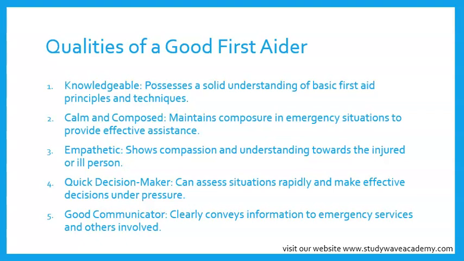Another quality of a good first aider: empathetic. Shows compassion and understanding towards the injured or ill person. A good first aider should be empathetic. Quick decision maker. Can assess situations rapidly and make effective decisions under pressure. So a good first aider should be a quick decision maker, can make decisions quickly. Even if the person is under pressure, you make decisions quickly, rapidly.